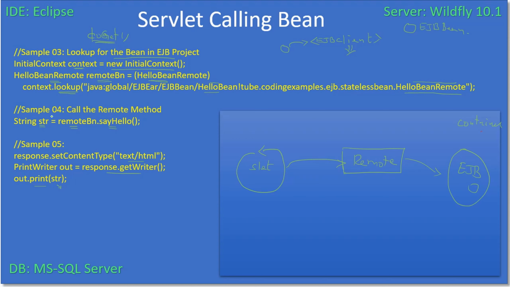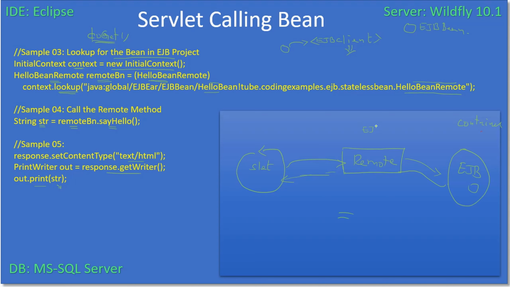Then the call here is say hello. So say hello will get called. First an instance will be created and a proxy will be given, and when we make a call, there is no parameter passed, but there is a return value, and the return value goes here. So this is what we are doing here.